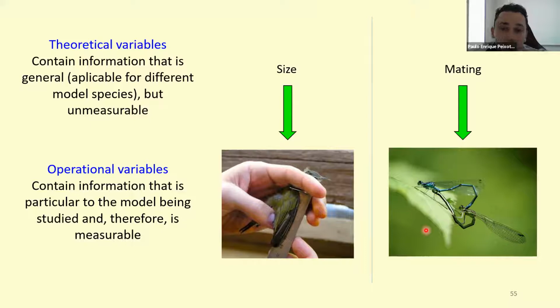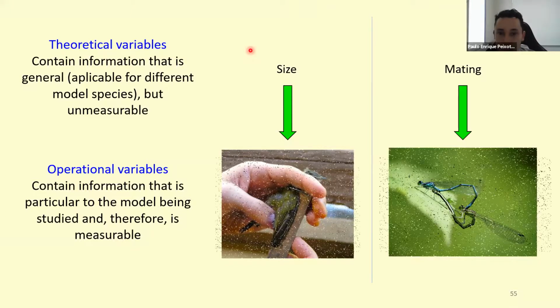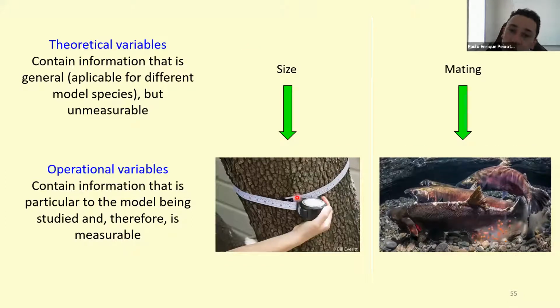But again, if I change the species, the way I estimate the same theoretical variables may change. For example, if I'm studying trees, I may estimate size by measuring trunk circumference. I think this is the expression. And if I'm studying, for example, a fish species, I may estimate mating when I see males and females releasing eggs and sperm. Okay, so operational variables are tightly linked to our system, to our model species, while theoretical variables, you can imagine them, they are general, but they are not directly measurable, okay?